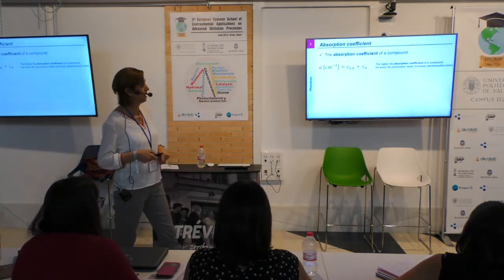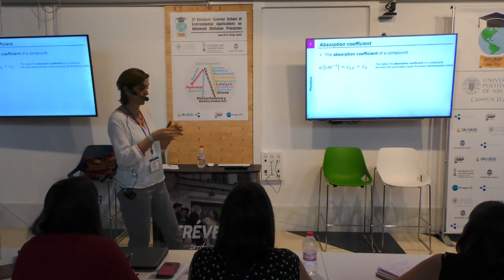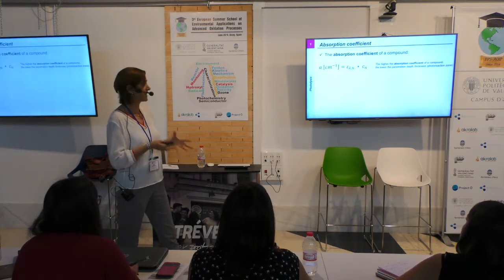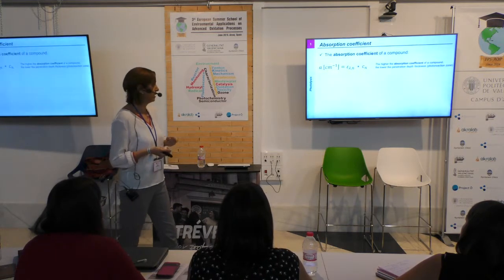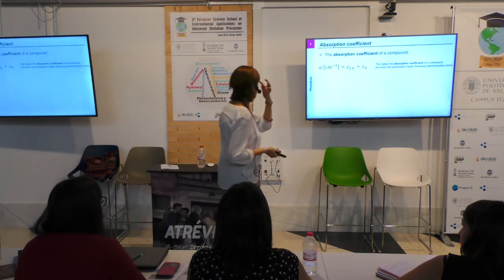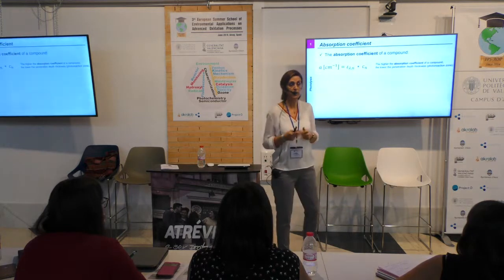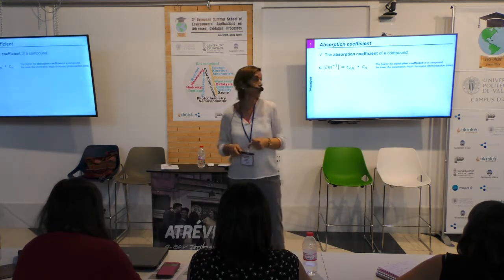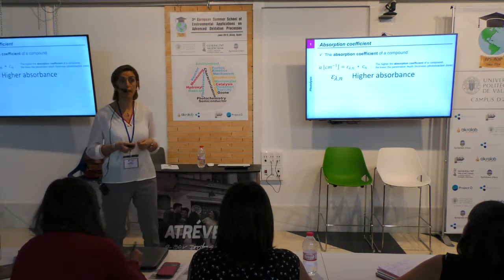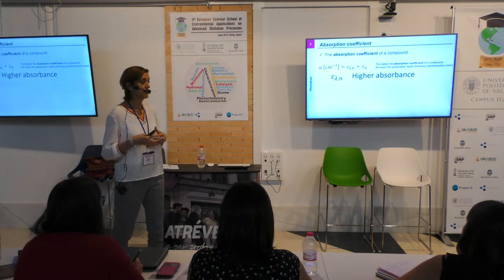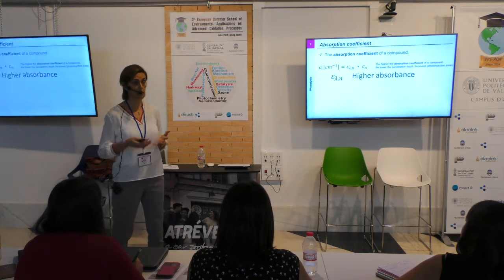So, an important characteristic of a system that has a compound and absorbs radiation is the absorption coefficient. The absorption coefficient, as we saw, is the product of the molar extinction coefficient and the concentration of these absorbents in the media. So, if the molar extinction coefficient of the compound is high, this means that the system will have a high absorbance. The higher the molar extinction coefficient, the higher the absorbance.